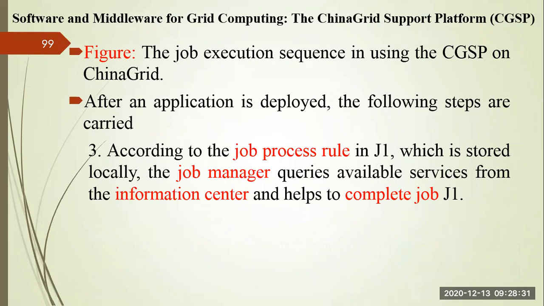So the job manager queries the available services from the information center and helps to complete job 1. Once you want to assign job 1 to computational resources, we have to search, right? We have to check which computational resources is going to provide you the services. Once you locate that particular one, then you can assign and complete your job 1. So it is the responsibility of the job manager to initiate a query for available services, and based upon that, it will try to complete the job J1.